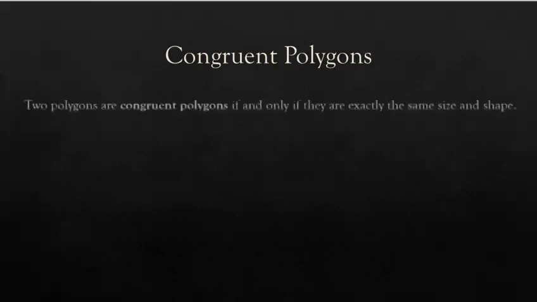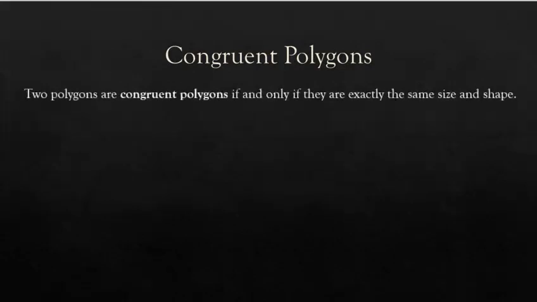But polygons are congruent if and only if they are exactly the same size and shape. When we say if and only if, that really means that we can read this both directions. So two polygons are congruent polygons if and only if they are exactly the same size and shape. If I was to read it the other way, I would say if two polygons are exactly the same size and shape, then they are congruent polygons. So that if and only if means I can kind of read it forwards or backwards. So that statement can work both directions.